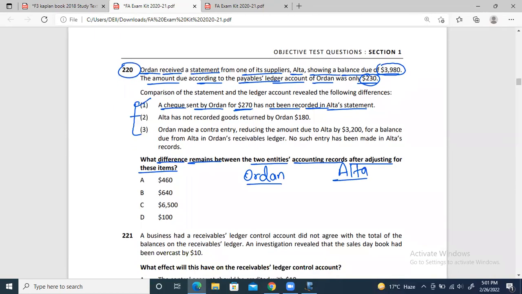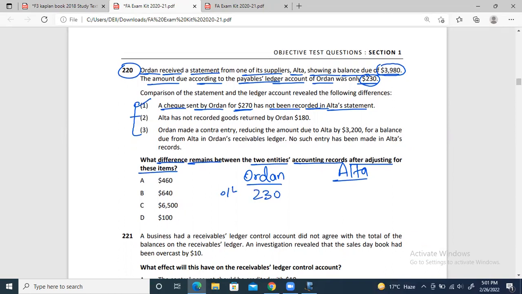Okay. So for Orden, the balance is 230, right? This is the opening balance. And for Alta, it is 3980. Now, a check sent by Orden for 270 has not been recorded in Alta's statement, right? So Alta did not account for it. Let's minus 270. Why am I minusing? Because this is the supplier balance, right? So a check basically reduces the payable. We have made the payment to the supplier. So this will reduce the balance for Alta.